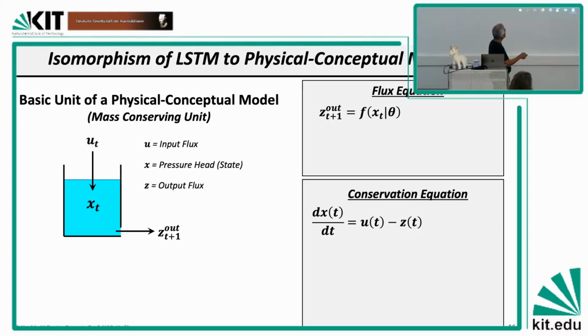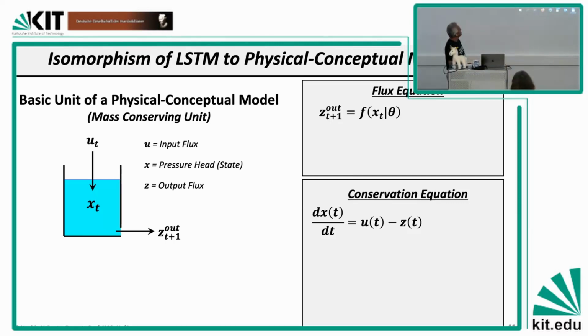So your conservation equation applies, right? The rate of change of state is the input minus the output. And you've got some kind of a flux equation which says the output depends on the state through some relationship, okay? So this is how we typically model.